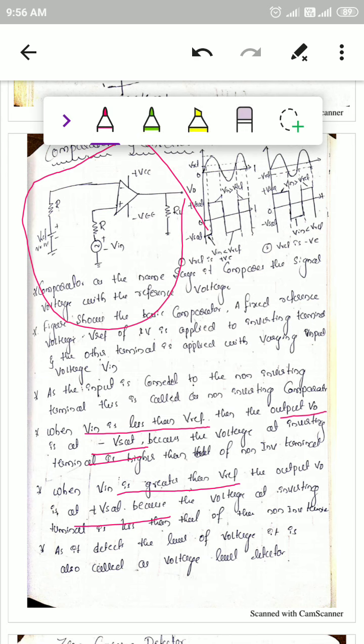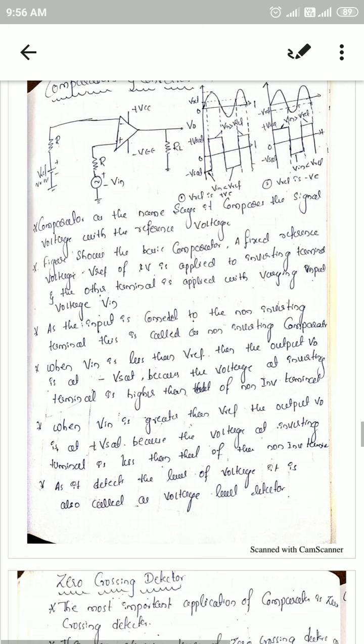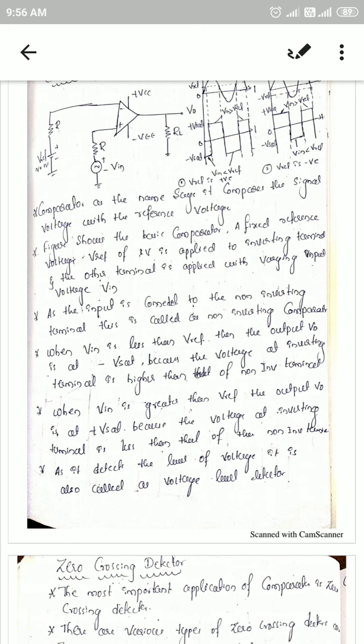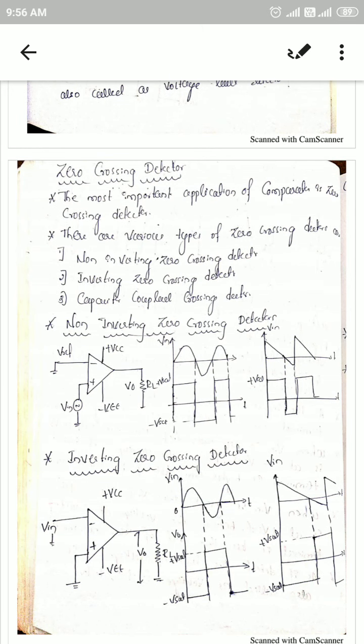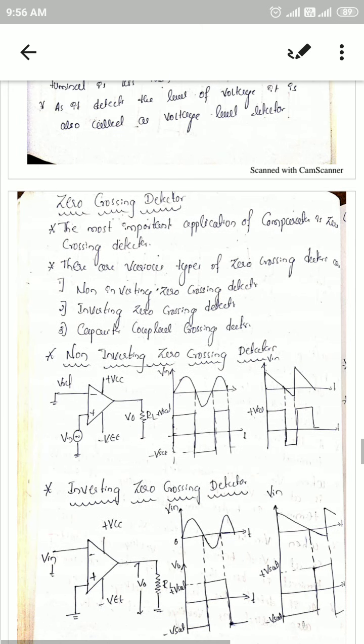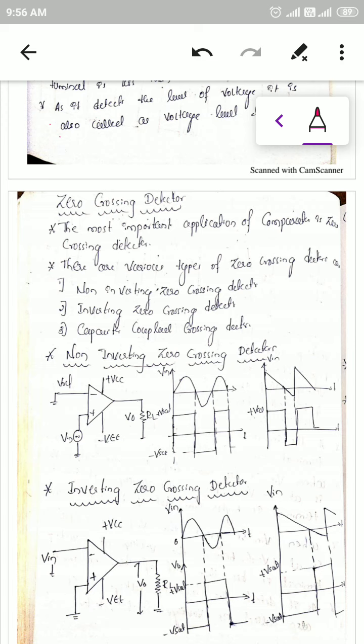For the inverting type of the comparator, the operating principle is also similar. The only difference is that the input is applied to the inverting terminal and the non-inverting terminal of the comparator is connected to the reference voltage. The next topic is the zero crossing detector, which we have already done in the laboratories. Another most important application of the comparator is the zero crossing detector.